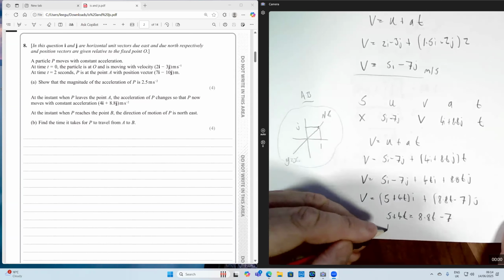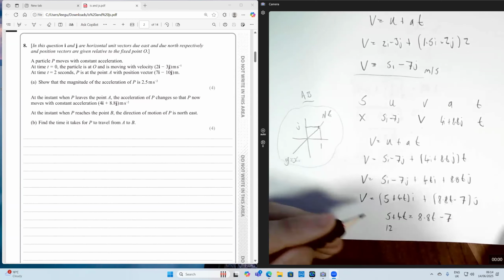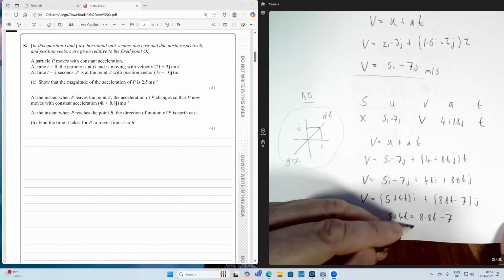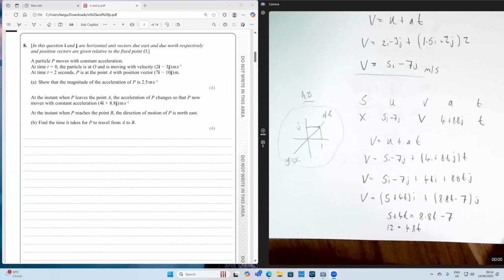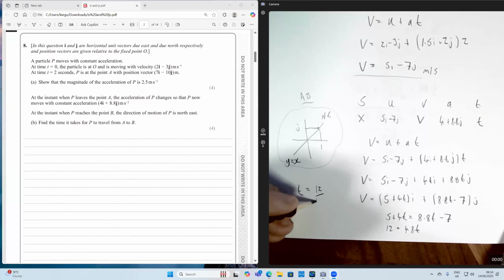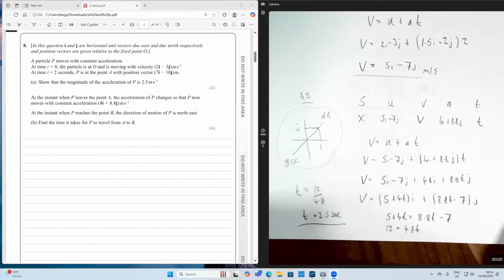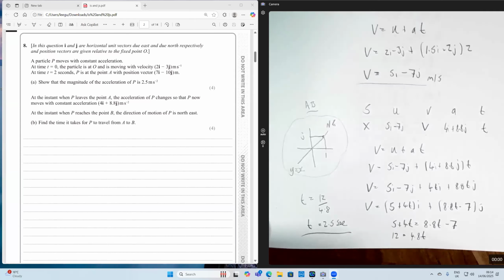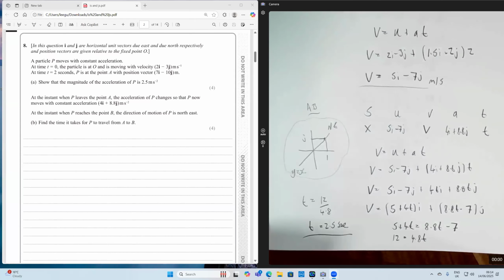Okay, so what's that going to give us? That's going to give us 12 is equal to 4.8t, and therefore t is going to equal 12 over 4.8, and when we work that out, that is 2.5 seconds, which is our correct final answer. So super important idea there.